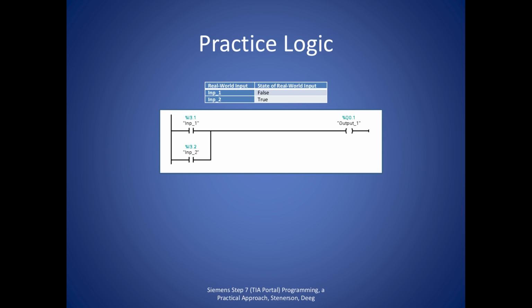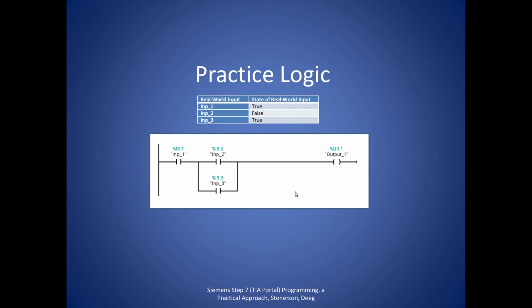Now there are 5 slides for you to practice this logic, and there's a picture of the ladder logic diagram and a table with the values for the inputs. So I'll give you a second to pause the video and evaluate the result, and then unpause it and I'll tell you the answer. So go ahead and pause this one. Since we have true or false or true, then the result is true, and so the output has a 1 assigned to it. Here's another one, and you can go ahead and pause it.